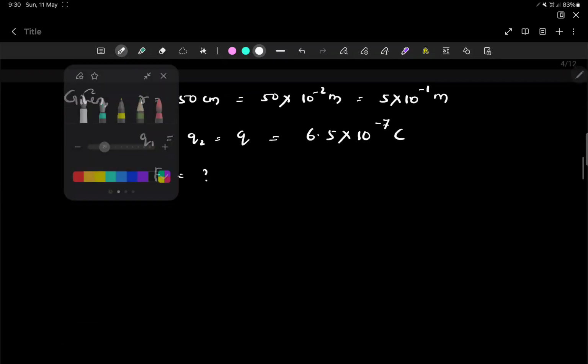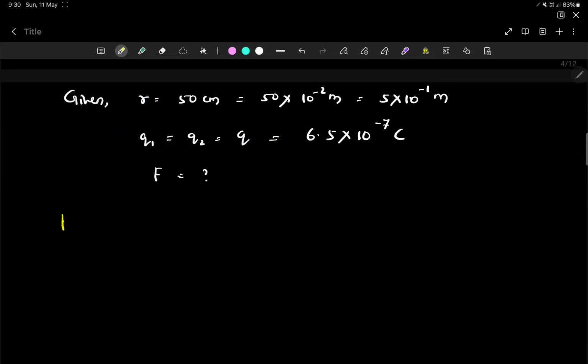So as per the equation, F is equal to Coulomb's constant into Q square divided by R square. Coulomb's constant value is 9 into 10 to the power 9.